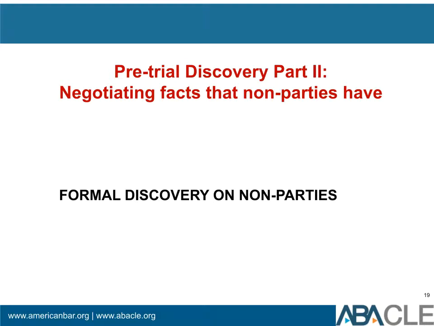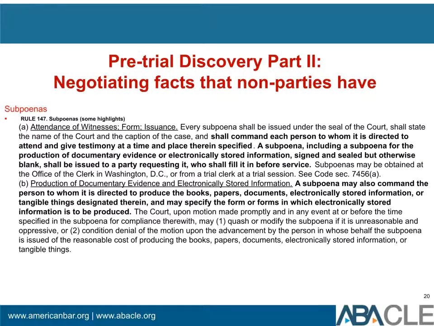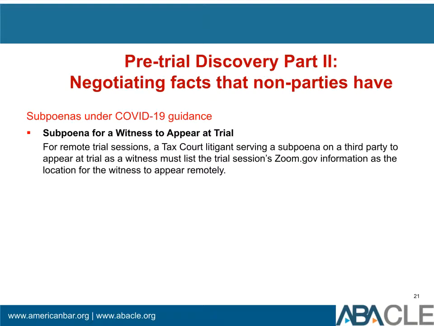So, moving to formal discovery relating to non-parties. You'll see here, this is Tax Court Rule 147. This covers Tax Court subpoenas, which generally can be issued by either party on a form that can actually just be printed from the Tax Court's website directly. The subpoena can direct a person to attend and give testimony at a time and place listed, or can command a person to produce books, papers, documents, electronically stored information, or other tangible things. Subpoenas cannot be issued until the case is set for trial.